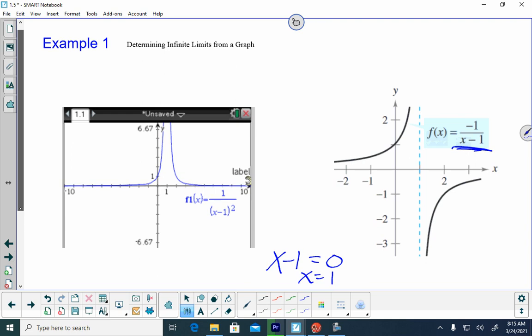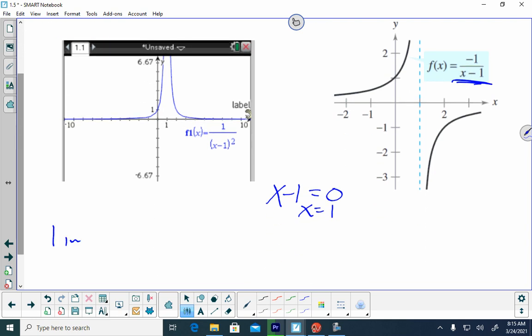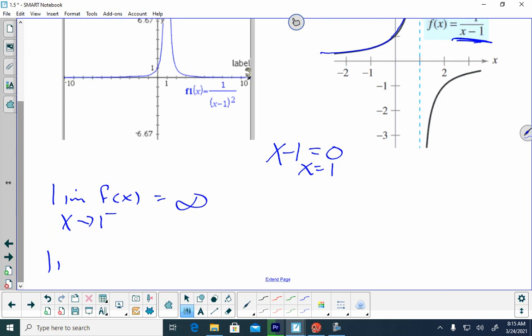If I were to ask you to denote some things, it would say the limit of f of x as x approaches 1 from the left. So as I'm approaching from the left, I'm starting at my negative numbers and going here. That's going to continue in the positive direction, so I'm going to say positive infinity. The limit of f of x as x approaches 1 from the right: again, coming from the right, we're coming this way, and that looks like it's going to negative infinity.